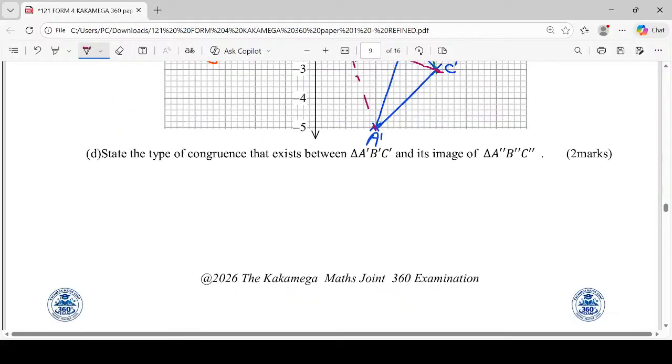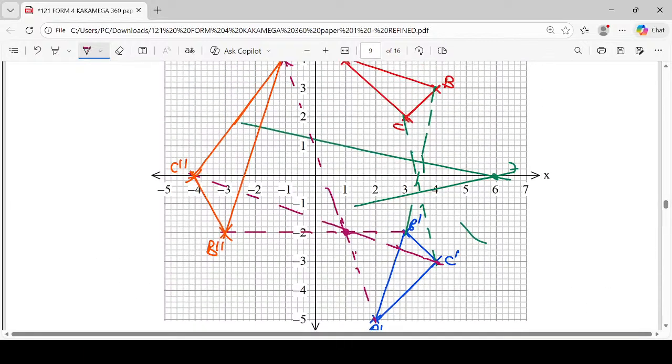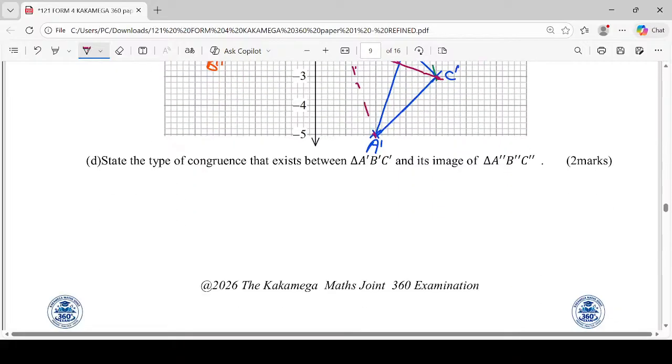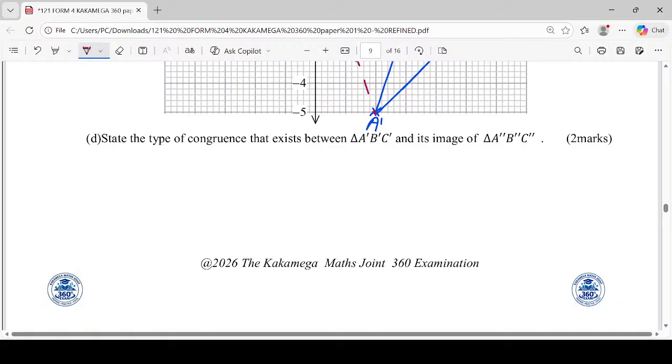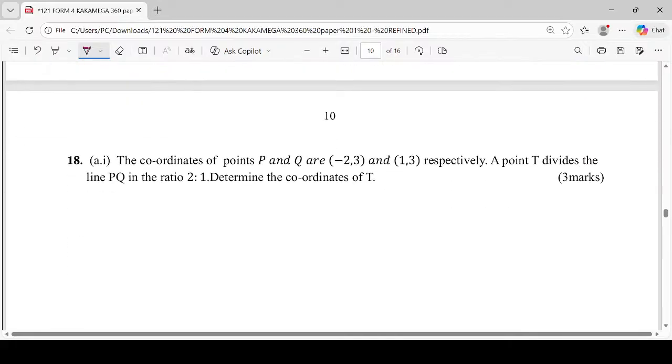State the type of congruence that exists between A prime, B prime, C prime, and its image A double prime. When you look at that, because it's an enlargement, then an enlargement is under what is called a direct congruence. So the type of congruence here is called direct congruence. It's a direct congruence because it is an enlargement. So an enlargement is basically a direct congruence. So you can see we have the marks.